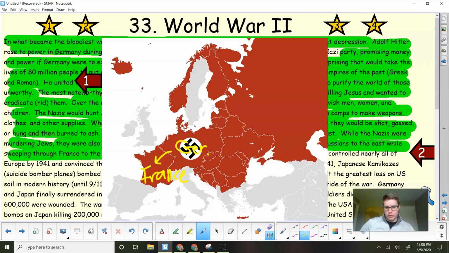So Germany went straight into France to the west, and they went straight into Russia, which is also called the Soviet Union, it was back then, to the east. Okay, all of this border was Soviet Union. Okay, all of it.